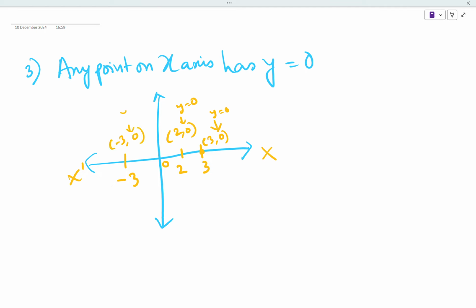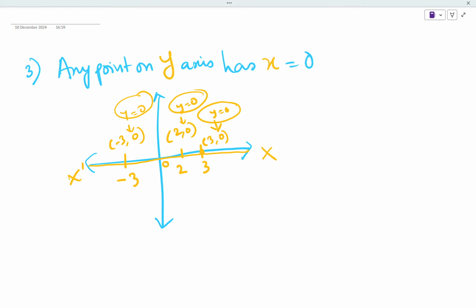So what did we see? That for each point lying on the x-axis, the y component is always 0. This is a critical concept and it is very applicable in many of the questions. The examiner will test you using these simple sentences in order to find out whether you know the concept or not. Similarly, any point on the y-axis has x equal to 0.